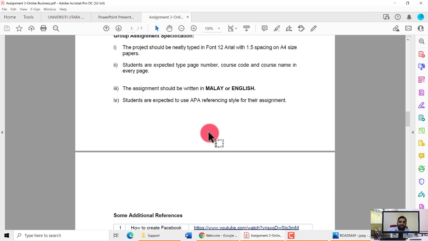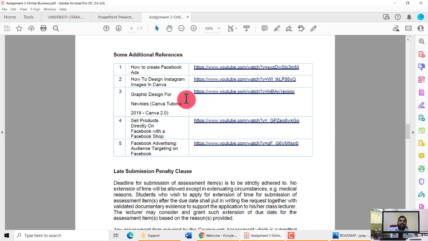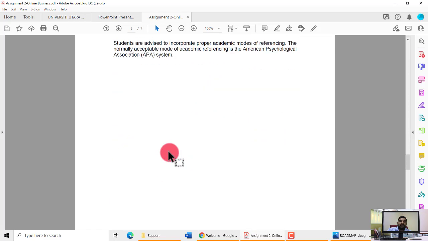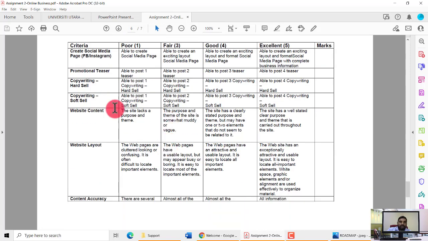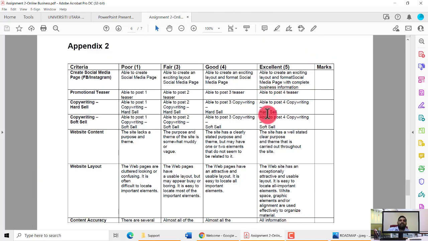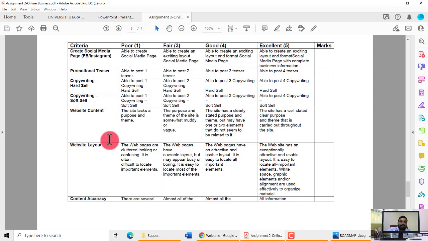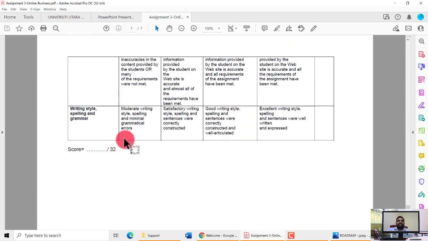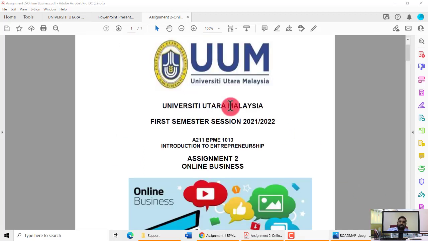Group assignment specification, very important. How to create Facebook ads, I have some examples over here. You can read this one and please refer to this one. If you don't include a social media page, I will deduct 5 marks. If there is no promotional teaser, no 5 marks. So you have to fulfill all of this rubric. I will give marks based on this. Please refer to that one. 32 marks.